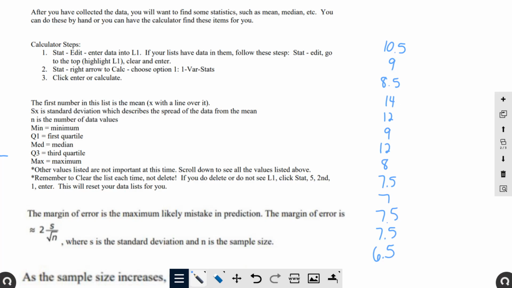But let's type in our shoe sizes. Everybody type those into your calculator, in list 1. Hit Enter after each number. So Stat, Edit, type them in, and hit Enter after each number. And double check them, because if you type in one number wrong, it's going to get the whole problem wrong. So you need to make sure that you've typed in all of these numbers and typed them in correctly.